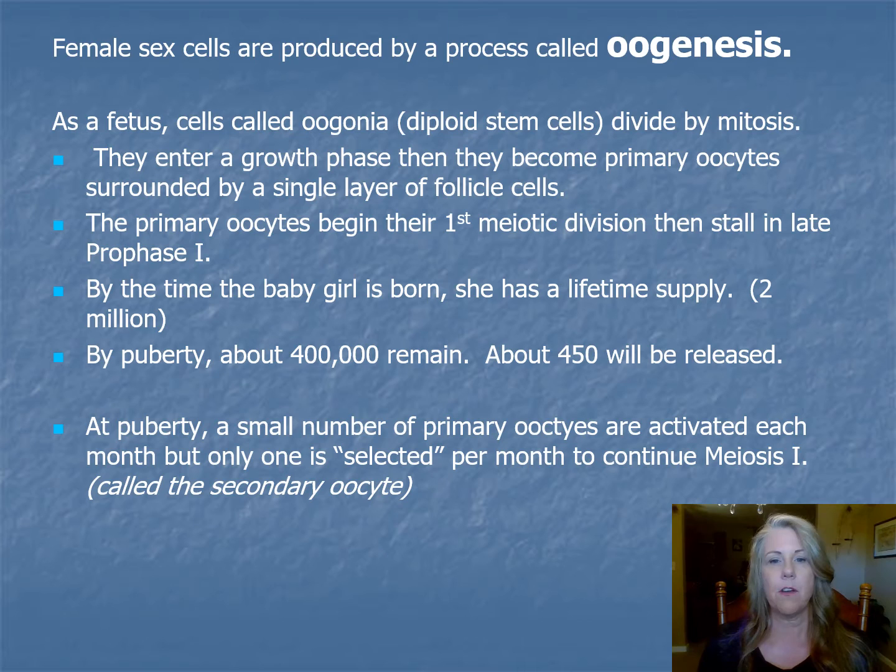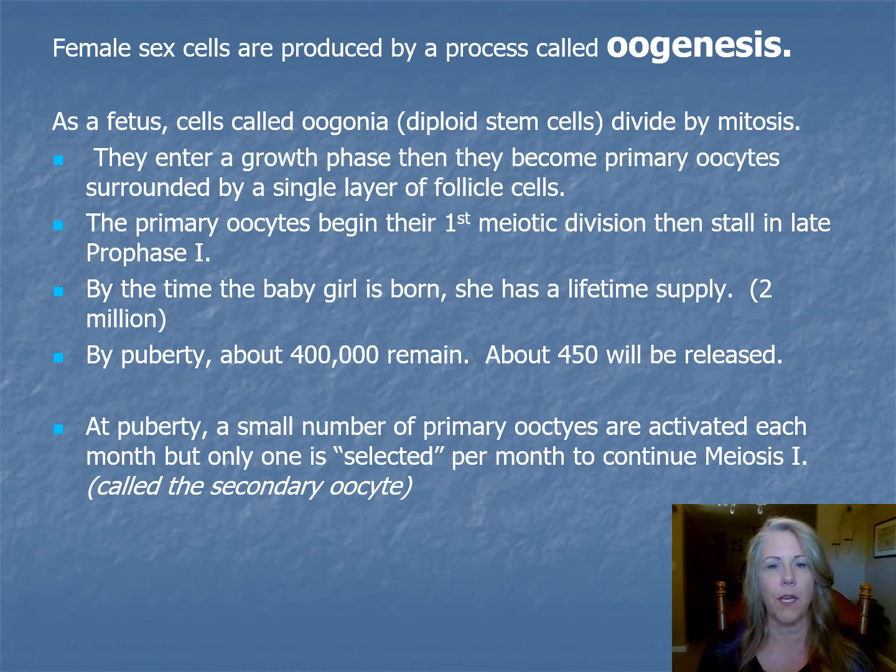By the time the baby girl is born, she has a lifetime supply of these, about 2 million. Pretty wild. While the baby girl is developing in the uterus, in the mother, her eggs are already developing. So when she is born, she has all the eggs that she's ever going to have for the rest of her life. By puberty, about 400,000 remain. So we're going to lose some of them over time. And about 450 will be released throughout her lifetime, about once a month.